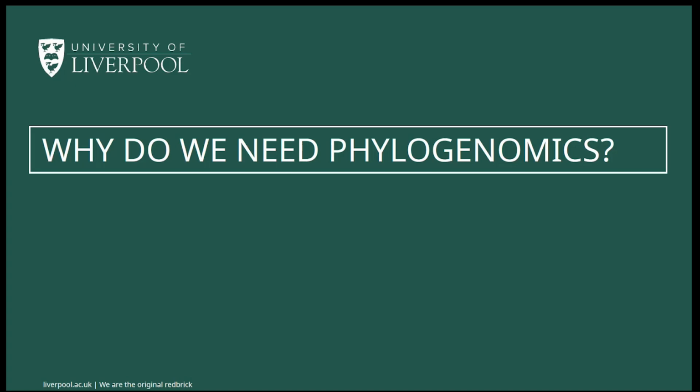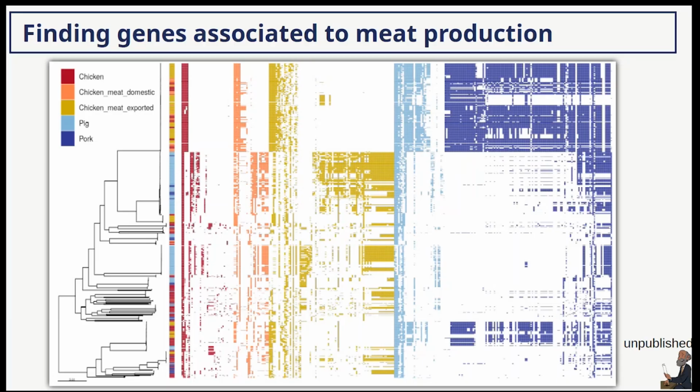Why do we need phylogenomics? Why do we need trees? Why do we need evolution of these things? I realize this is a bit off topic, but I'm just going to skim through it. So one case, this is what I used to work on a lot. It's unpublished. I don't think this is ever going to be published because the main author is doing something else now.